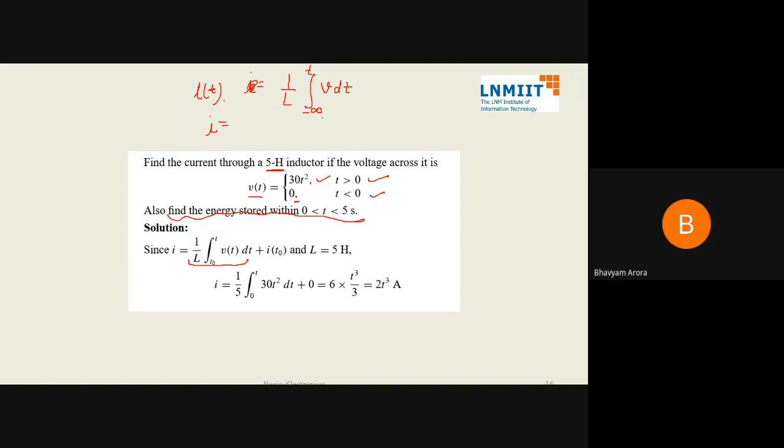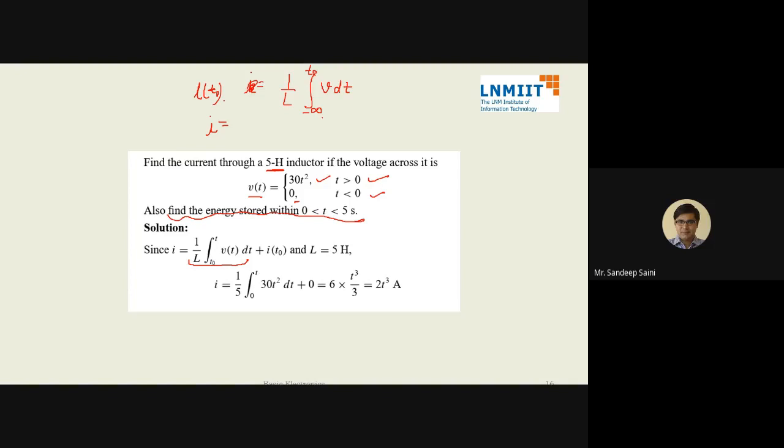Okay, sir, got it. So minus infinity time means I am starting my circuit at 5 p.m. What was happening at 1 p.m.? It is minus 4 hours. So we set a reference, and according to the reference, plus and minus time will be there. So now I say, what will be I of t naught? It will be the integral from minus infinity to t naught.